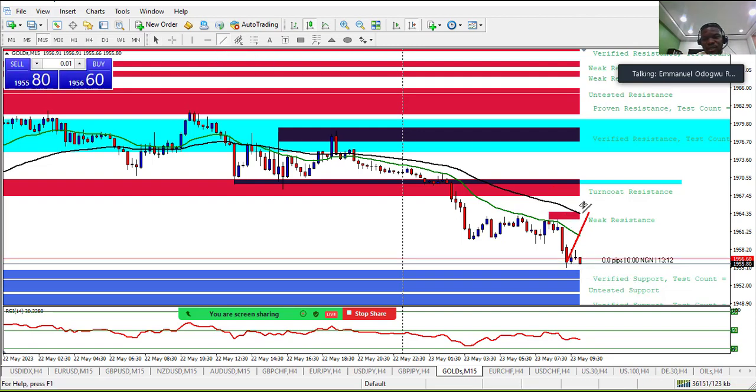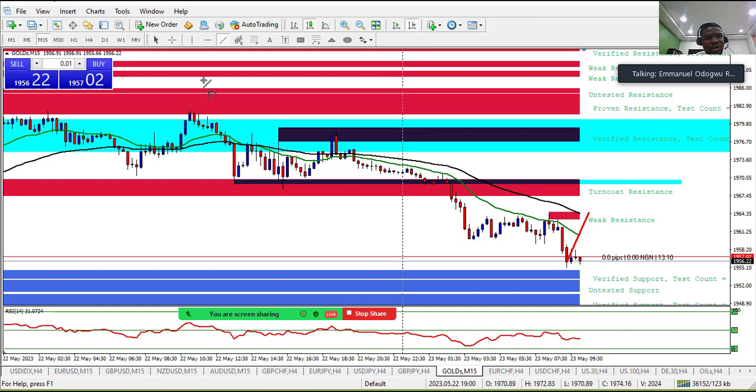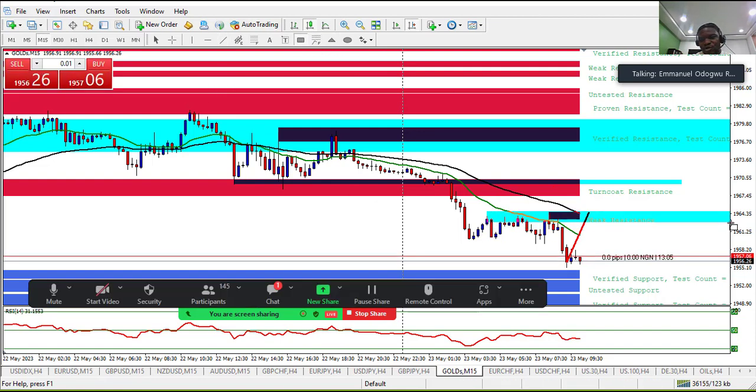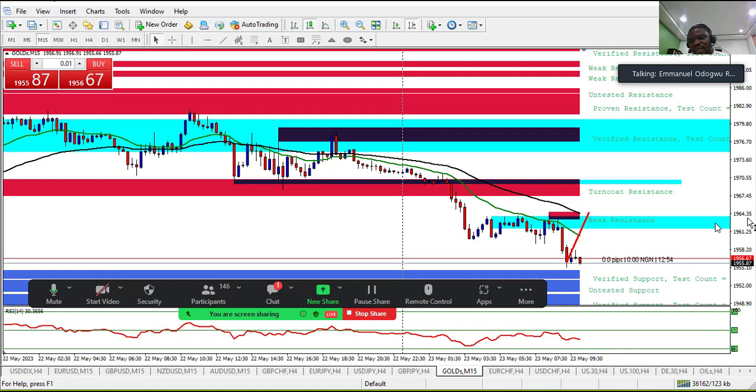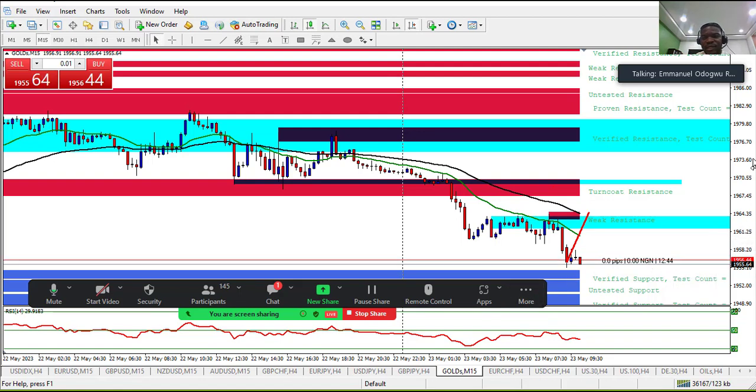So a retracement towards this area, I would like to do a sell there. Let me map out the area for you. So around this area, that will be a resistance there, right? So any of this price around 1964 to 1961, that I would like to do a sell there, right? So if the market retraces upward, I'd like to do a sell here.